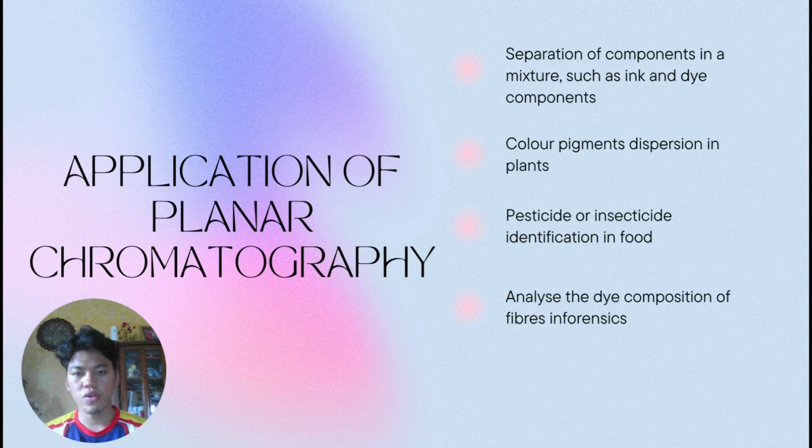Next is application of planar chromatography. The first one is separation of components in a mixture, such as ink and dye components. The second one is color pigments dispersion in plants. Then, pesticide or insecticide identification in food. And the last one is analyze the dye composition of fibers in forensics.